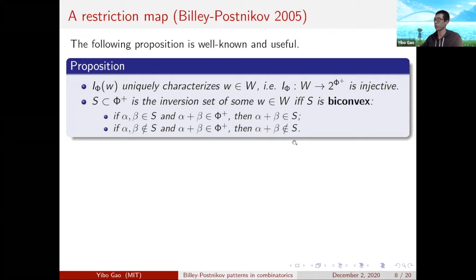In terms of permutations, this says that if W(i) is less than W(j) and W(j) is less than W(k), then W(i) is less than W(k). And this is not a typo.